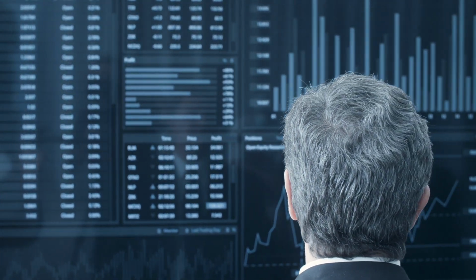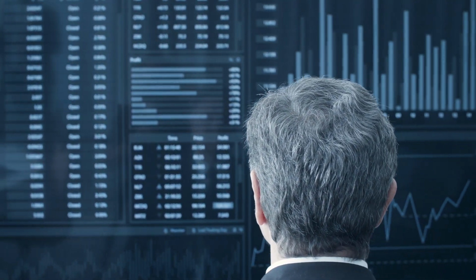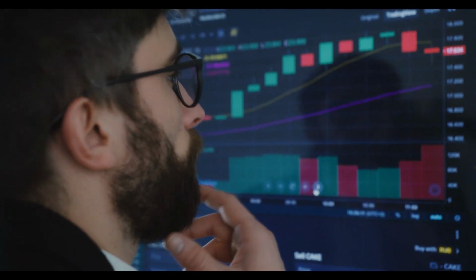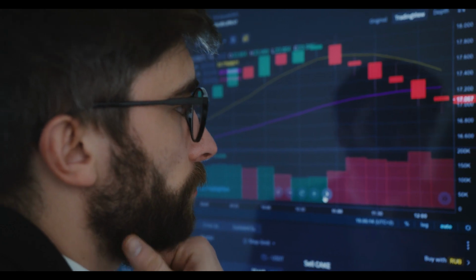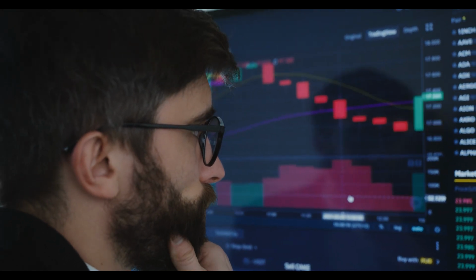The first indicator we recommend using is moving average. Moving average helps you see the trend in a stock's price. If a stock is trending upwards, you'll want to buy it. If it's trending downwards, you'll want to sell it.